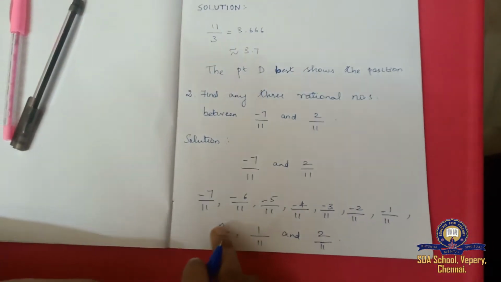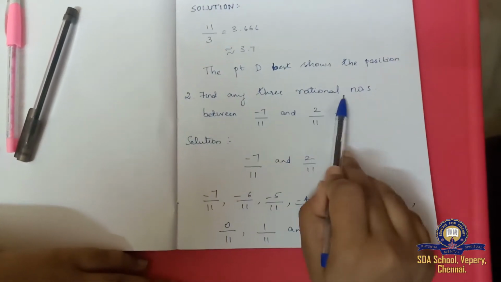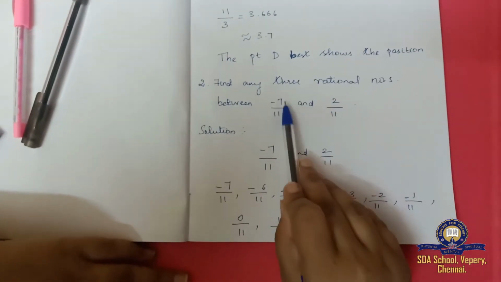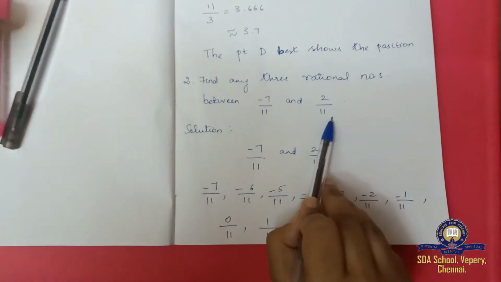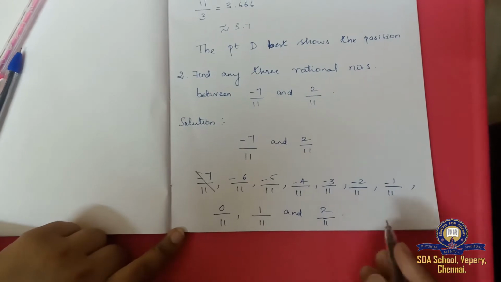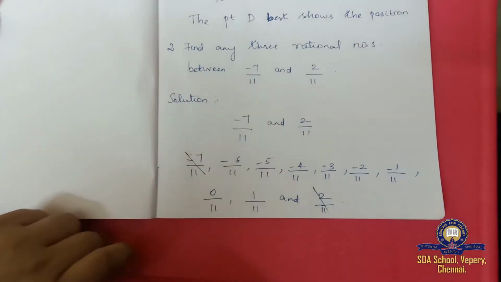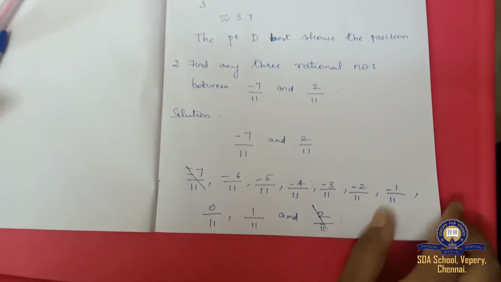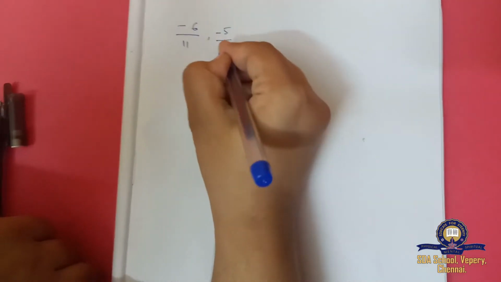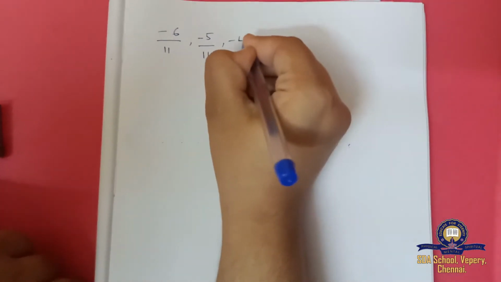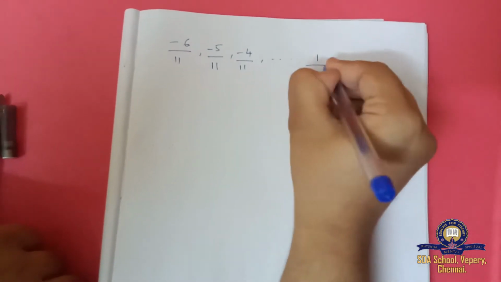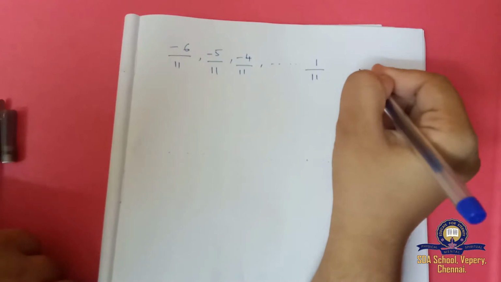Since they have said find any 3 rational numbers between -7 by 11 and 2 by 11, these two, -7 by 11 and 2 by 11, won't be included. Hence you have to write -6 by 11, -5 by 11, -4 by 11 and so on, going up to 1 by 11. Got it, students?